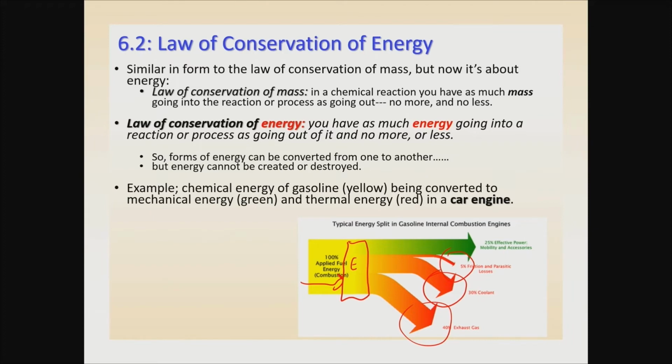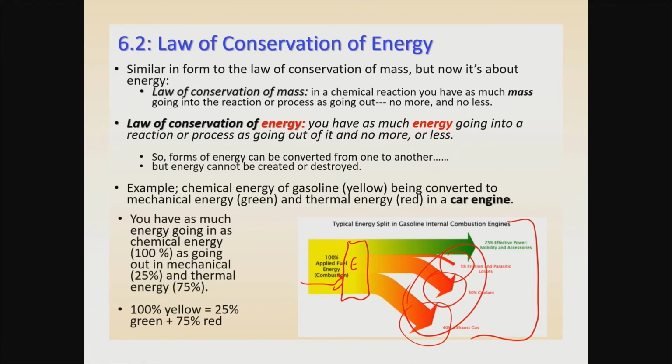So what you can see is the engine can only take a small fraction of that 100% of chemical energy that's being added to it and convert it to 25% mechanical energy. But here's the thing, despite that, all the energy that went into the engine can be accounted for. It is all going out. It's just that only 25% of it went to mechanical energy. The rest of the 75% went to thermal energy down here. So this is a perfect, wonderful example of the law of conservation of energy.